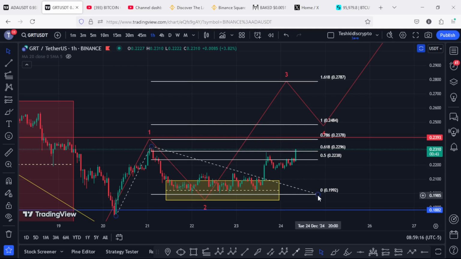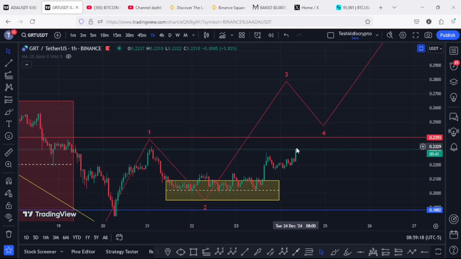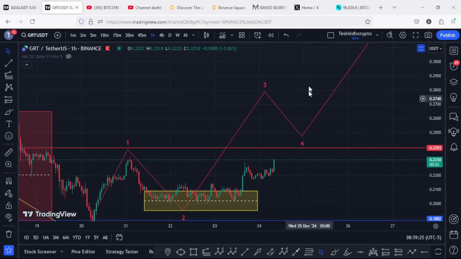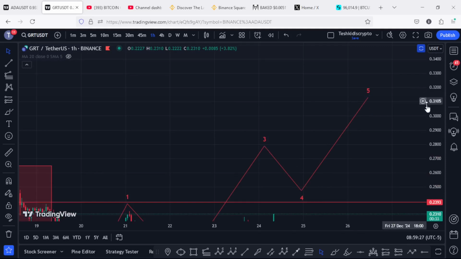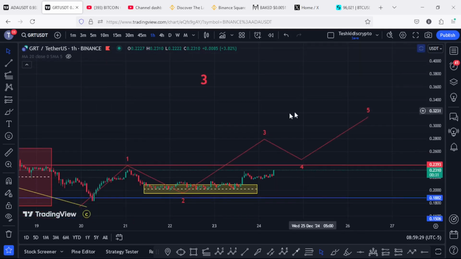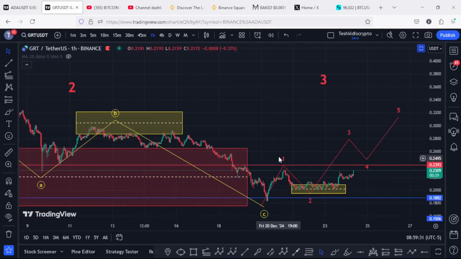And the moment that plays out, then expect that impulsive movement to the upside, fully maximizing our minimum target areas. Then we can expect a wave 4 and then continue pushing higher in the formation of that wave 5. And this Elliott wave structure right here is part of an even larger Elliott wave count 3.